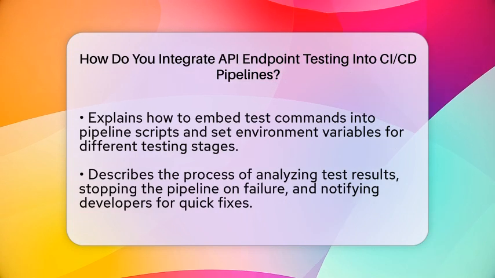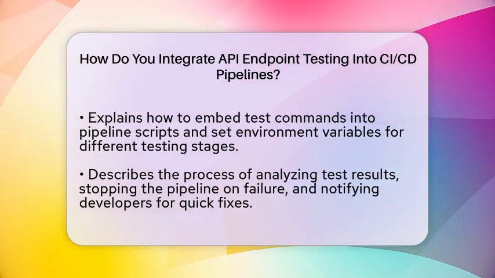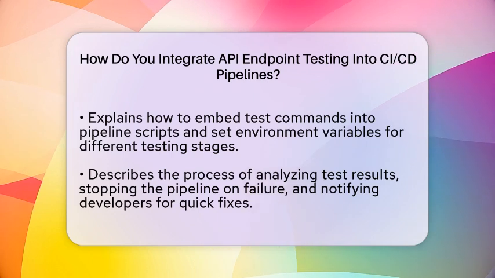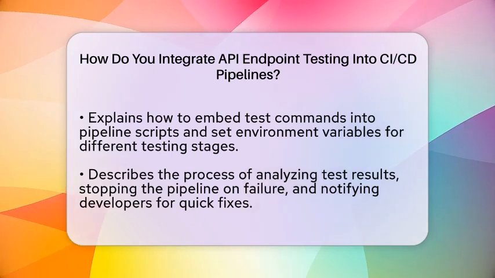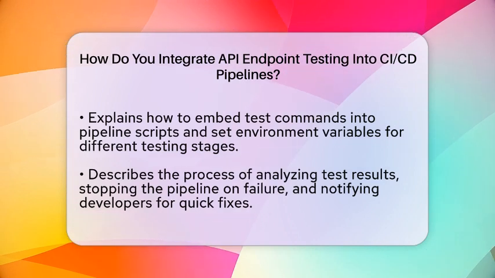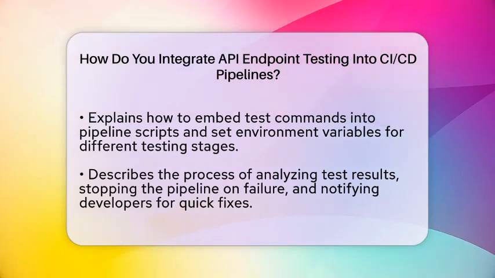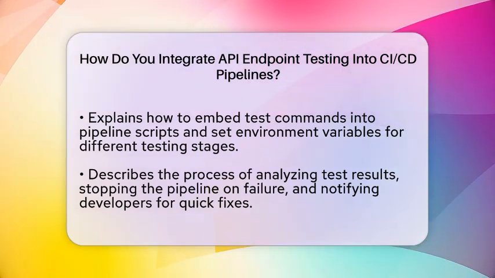When tests run, you want your pipeline to analyze the results. If tests pass, the pipeline continues to deployment. If they fail, it should stop and notify developers to fix issues. This helps prevent broken code from reaching users. Detailed reports make it easier to see what went wrong and where.